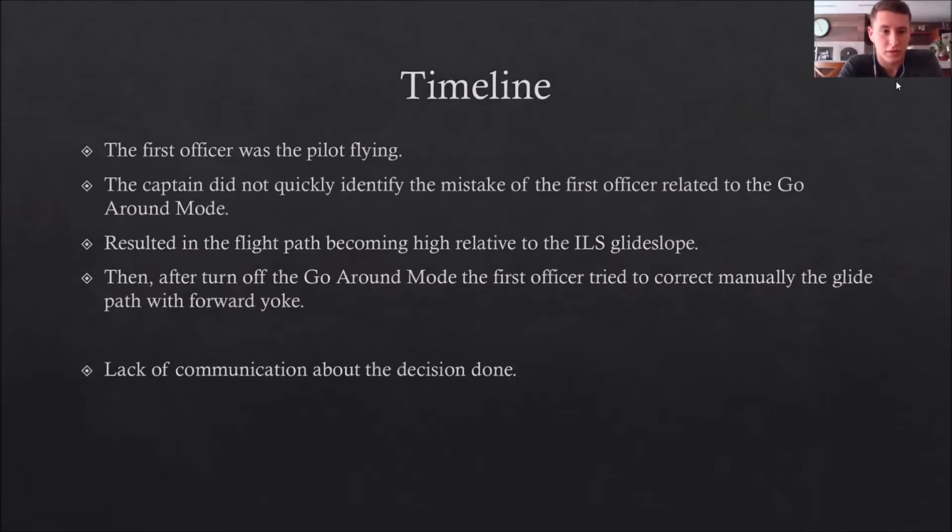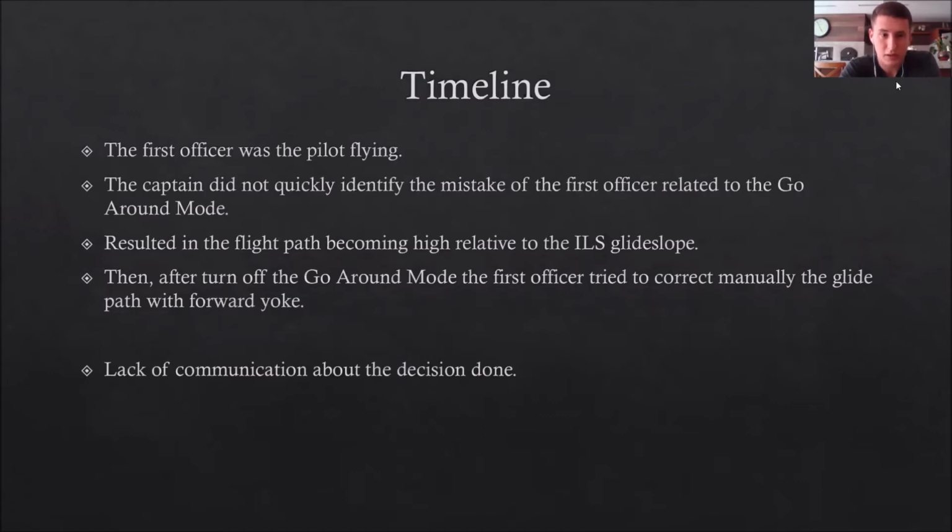The first officer was the pilot flying, and the captain did not quickly identify the mistake of the first officer. About 15 seconds after this increase of thrust and climb of the aircraft, the captain identified that the go-around mode was selected, and he thought that the go-around mode had been turned off, but it had not.